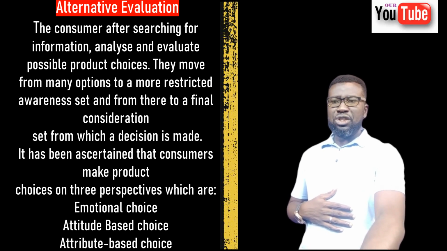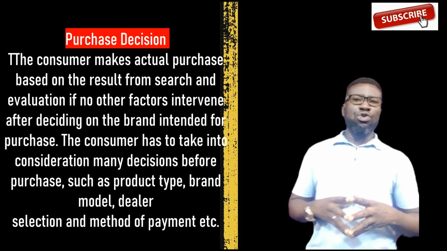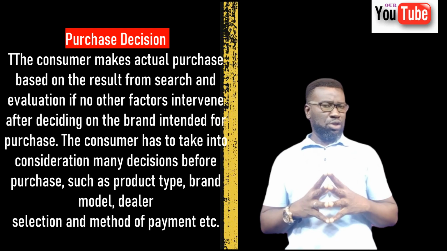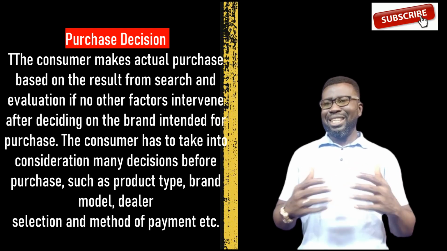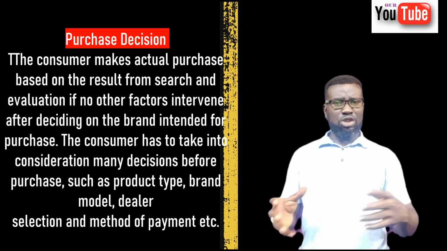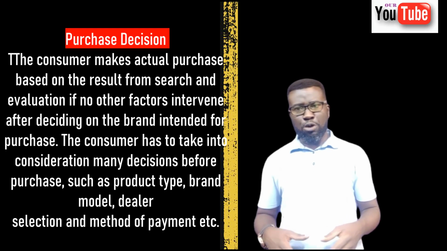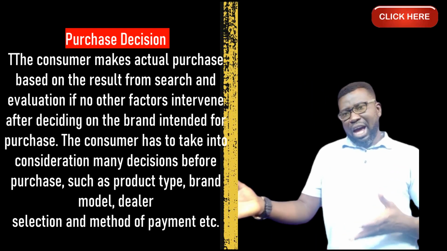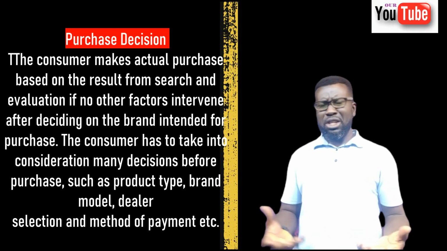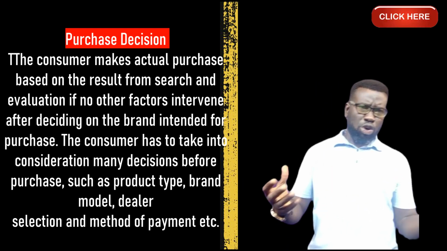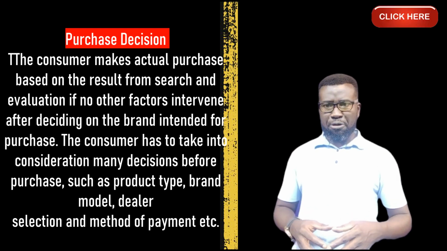Okay, now we have purchase decision. The consumer makes the actual purchase based on the result from search and evaluation, if no other factors intervene after deciding on the brand intended for purchase. All right, so the consumer has to take into consideration many decision variables before purchasing, such as product type, the brand model, the dealer selection, and the method of payment. Of course, you can make all your choices, and the method of payment becomes very frustrating. So that can also affect.